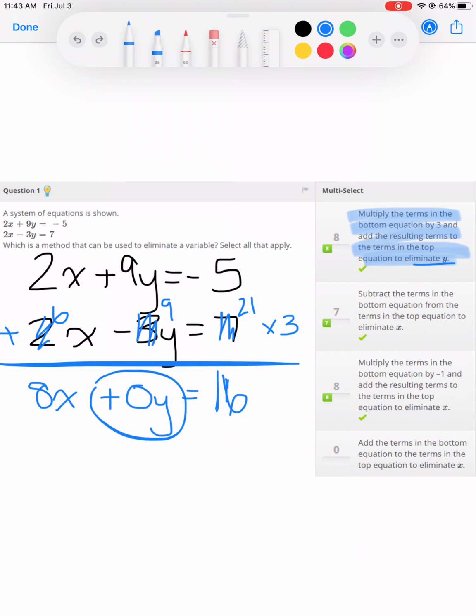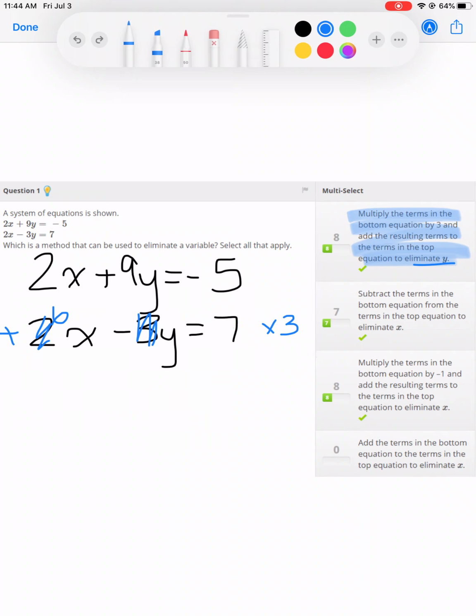So now I'm going to go through the next one. Okay, so we said that one works. The next one I'll do in green. It says subtract the terms in the bottom equation from the terms in the top equation to eliminate x. Okay, so this one we're just subtracting.